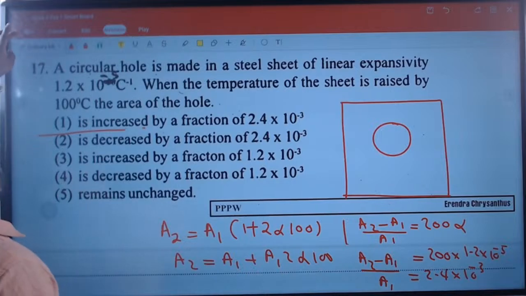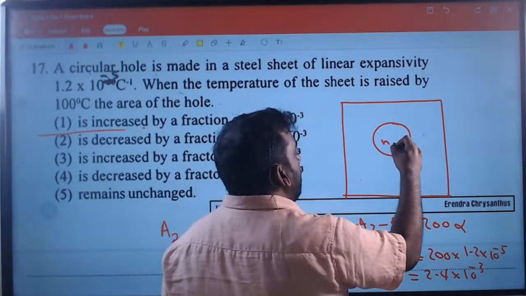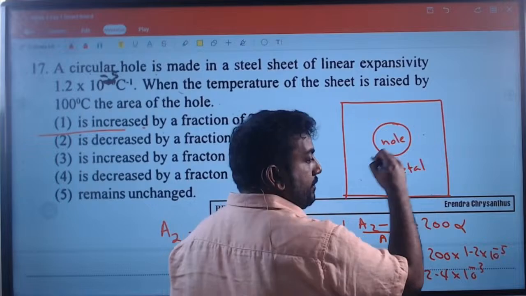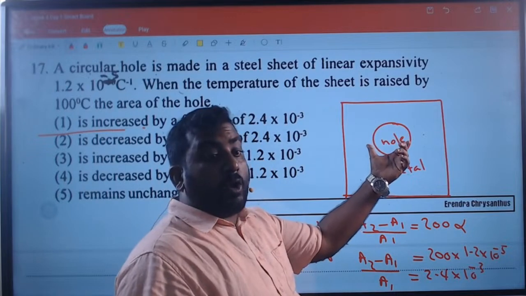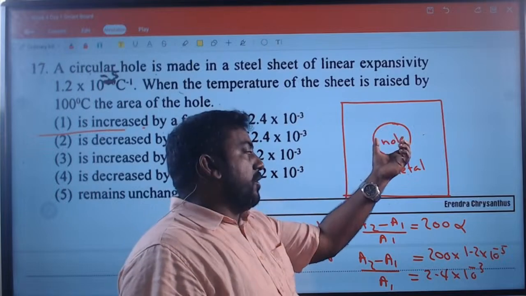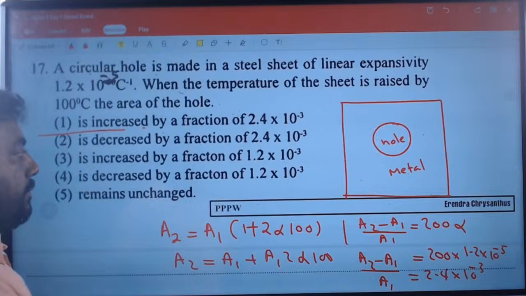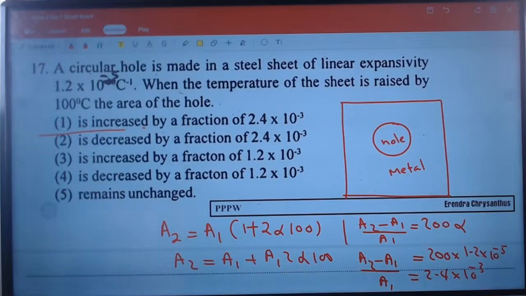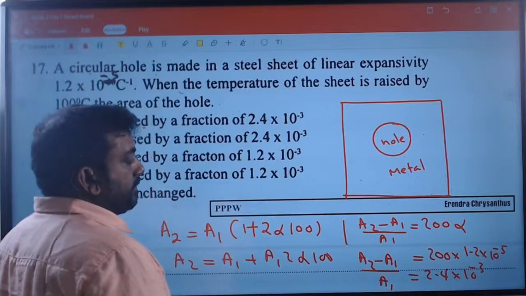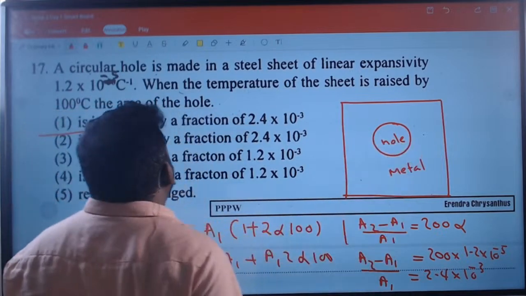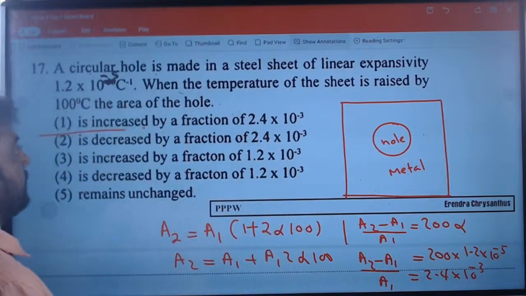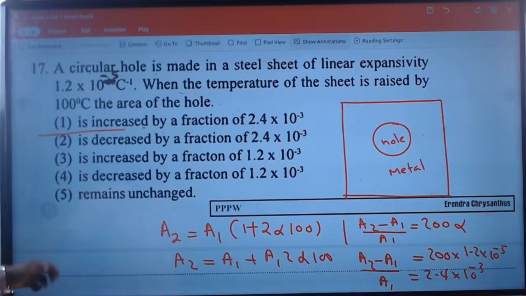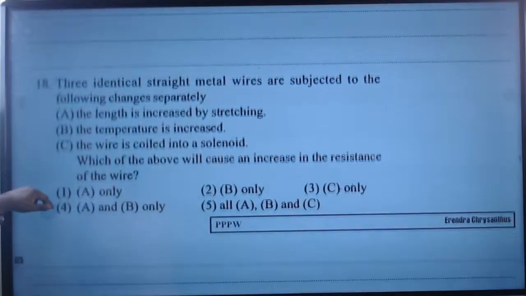That is one sentence. When we increase the temperature, the diameter of the hole will also increase, just like a linear expansion for the diameter. Therefore, the area will also increase.